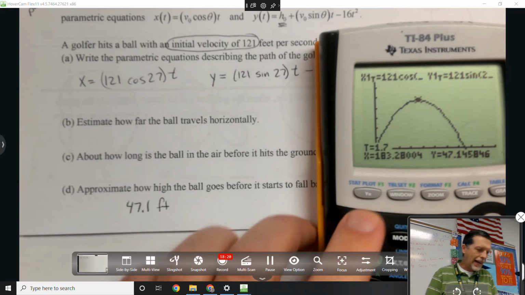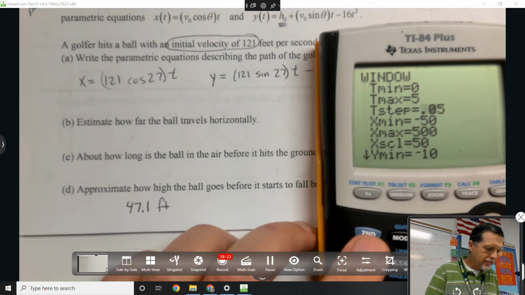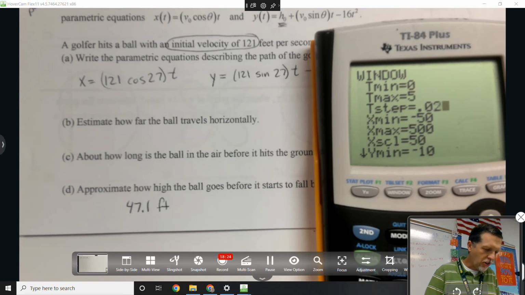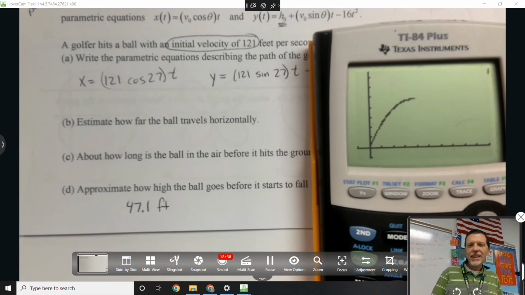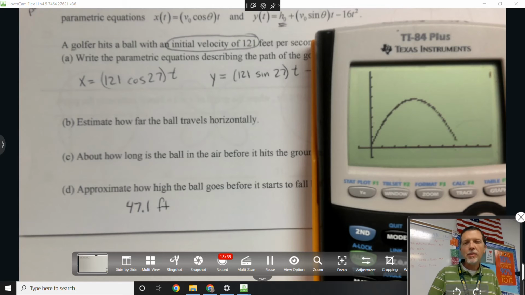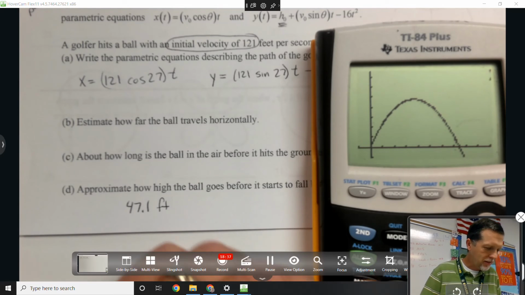And again, I want to turn down my T step to get it more accurate. Did I turn it down too far? Now it takes too long. Maybe, but I'll get a more accurate graph.